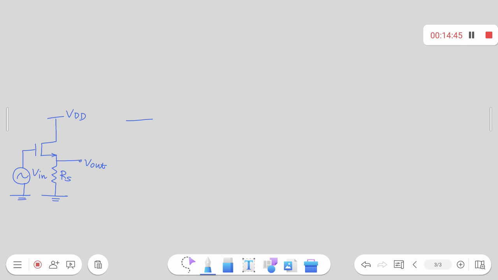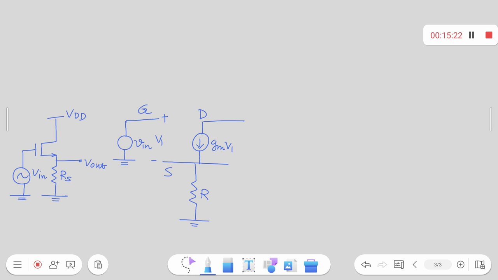Now you have three terminals there, gate, source, and drain. Now you apply the input over there, Vin, between gate and source, suppose this voltage is your V1, and between drain and source you have a voltage dependent current source, GMV1. Okay? You have a resistor between source and ground, RS. Okay? You should have another voltage dependent current source, that is GMB VBS. So what is your VBS here? VBS is nothing but VB minus VS, so that is minus V out. Okay.